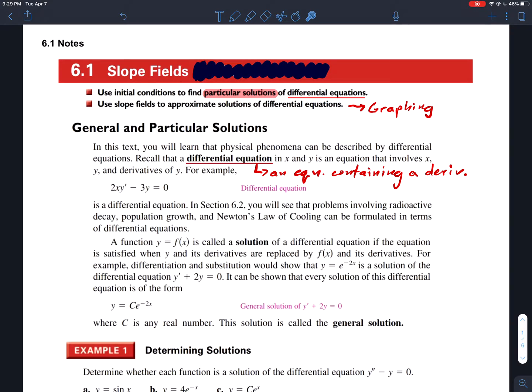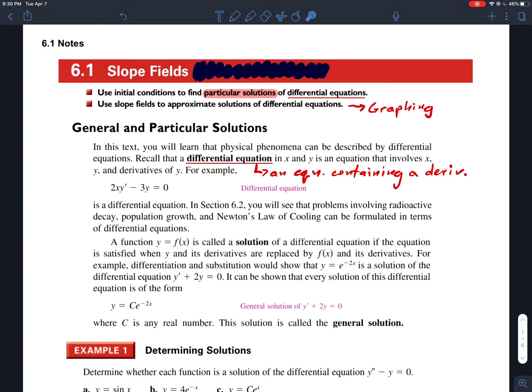In section 6.2, we're going to look at some of the applications of the differential equation concept. And then in 6.3, which is our last section for this unit, we're going to spend a lot of time talking about how to find a solution, in particular using a method called separation of variables. And that will conclude the unit and probably the course for this year.